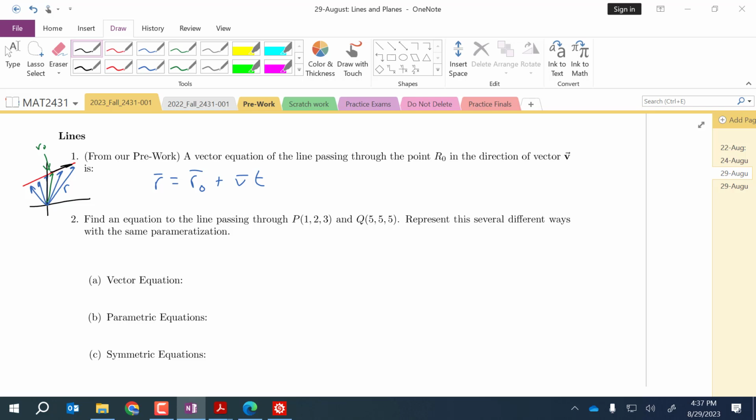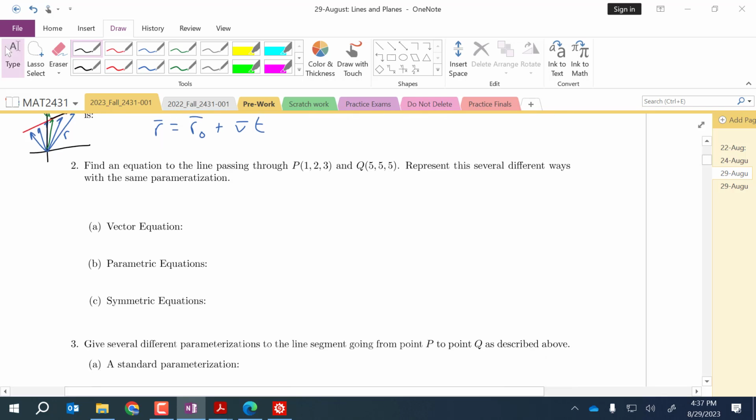Okay? So yeah, the way you learn lines in algebra when you were doing it on the xy plane, perfectly good. But we're not in that space. We're going to be in 3 space and higher, so we need this other way of working with lines. Okay? So let's go ahead and find the equation of a line passing through these 2 points, and let's represent this line several different ways.